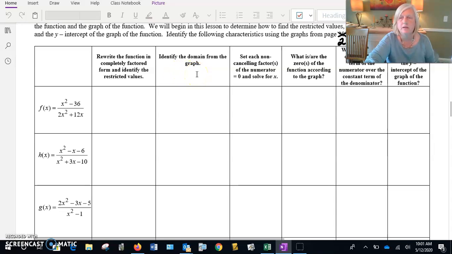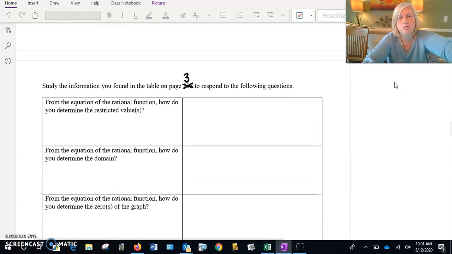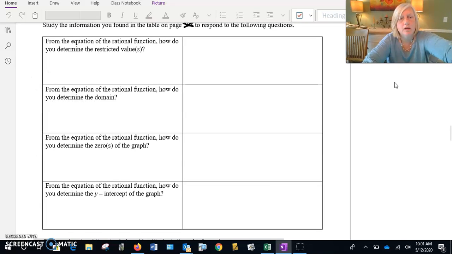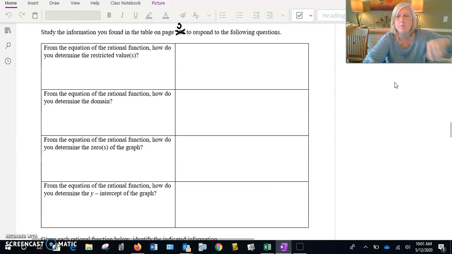Identify your domain. I don't care what notation you use, just a correct set notation. Set the non-canceling factor equal to 0, state the zeros, give me the value of the constant term of the numerator over the constant term of the denominator, which is really kind of plugging in x equal to 0, and then using that to get the y-intercept. And then what you're going to do is you're going to scroll down here and you're going to answer these questions in this table. And then we will come back next class.